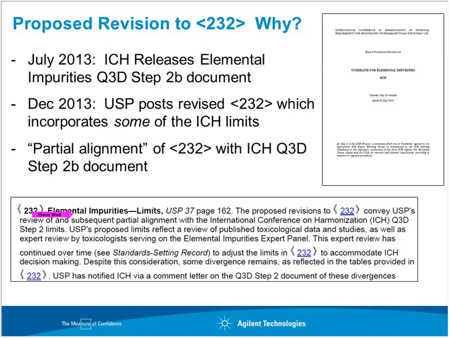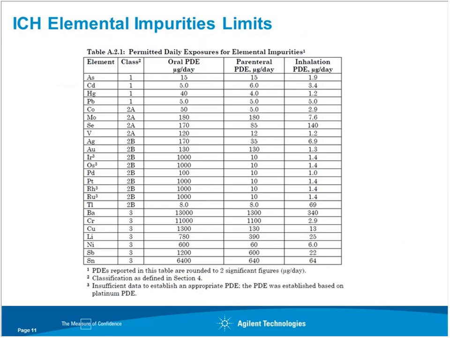So the proposed limits reflect a review of published toxicology data, as well as expert review by toxicologists, and they have continued over time to accommodate ICH decision making. Despite this, there's still some divergence, but they do hope to harmonize the documents hopefully sometime very soon.